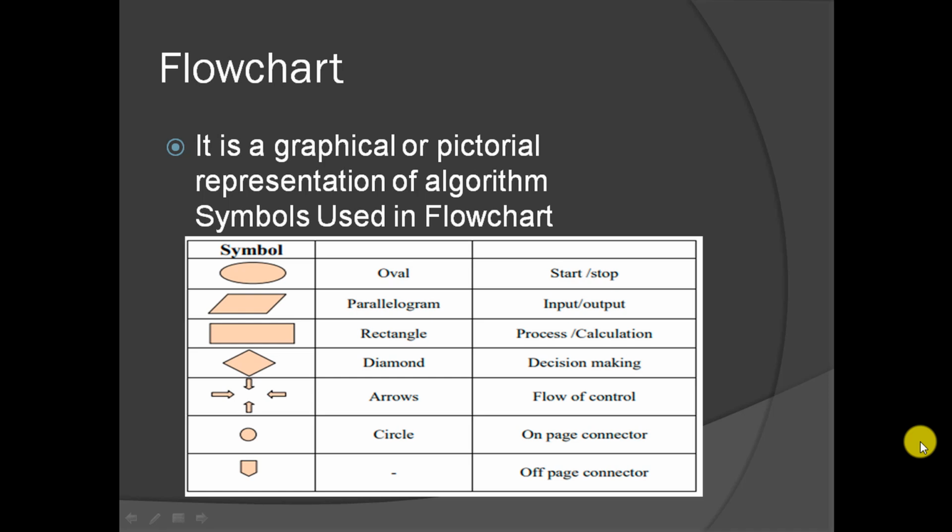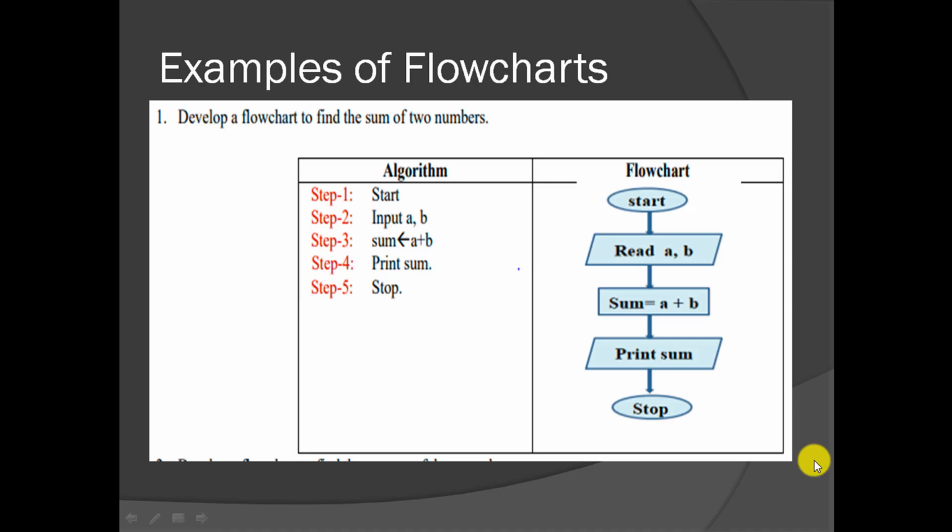These are the symbols that we can use as part of flowcharts, and we will see some examples. As you already know, a flowchart is a pictorial representation of an algorithm, right? Previously as part of algorithms, we have seen some examples like finding the sum of two numbers or the average of three numbers. So we will see some examples of flowcharts based on those. The first one is find the sum of two numbers. We have to start the algorithm, and then read a, b, that is input.